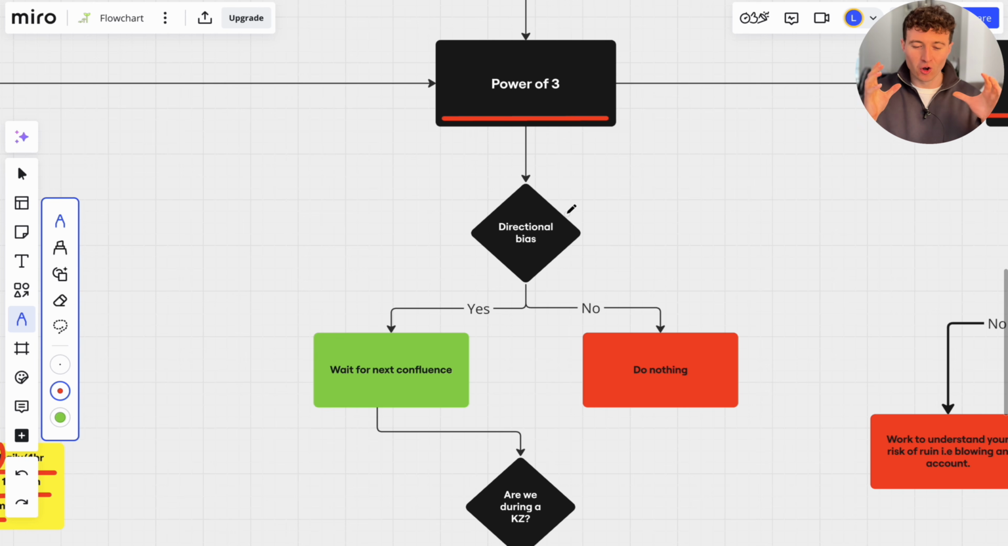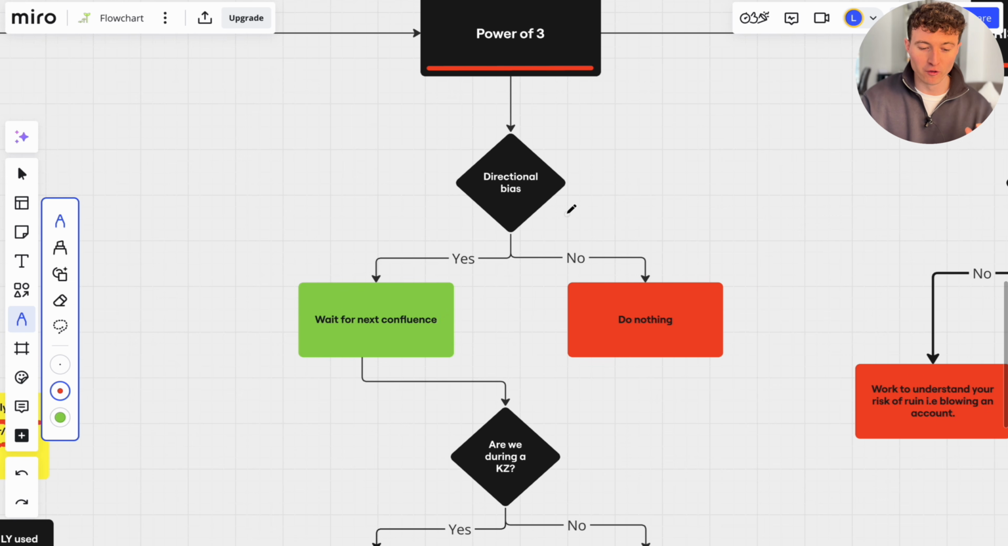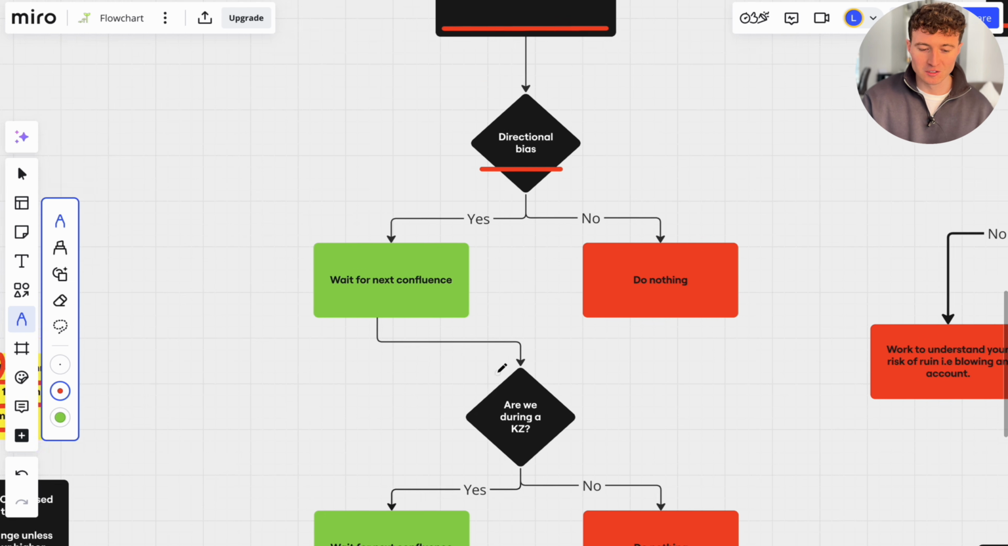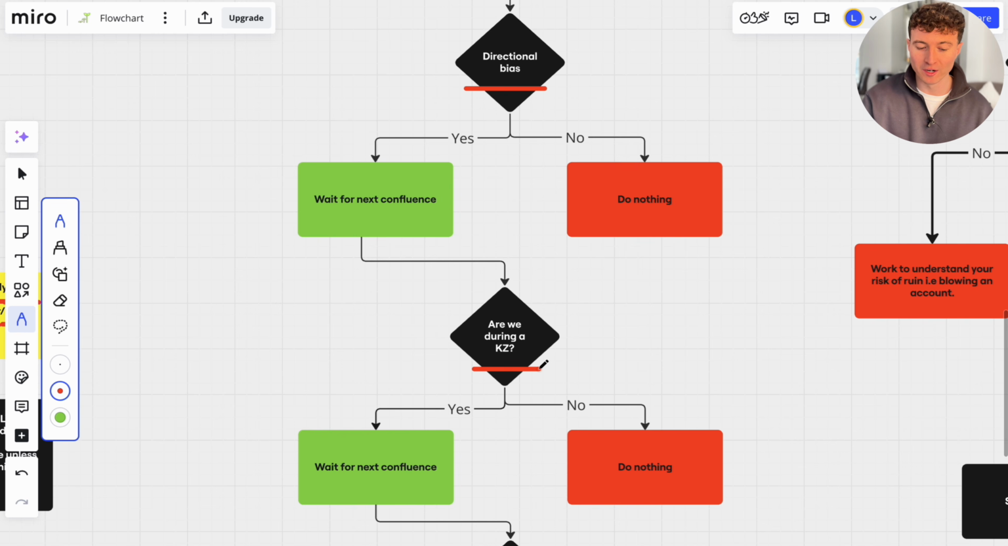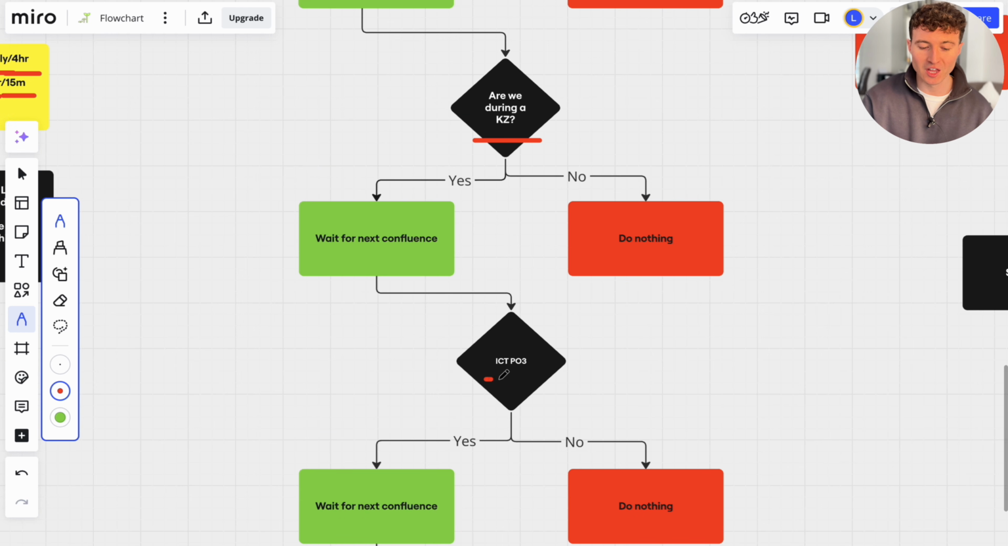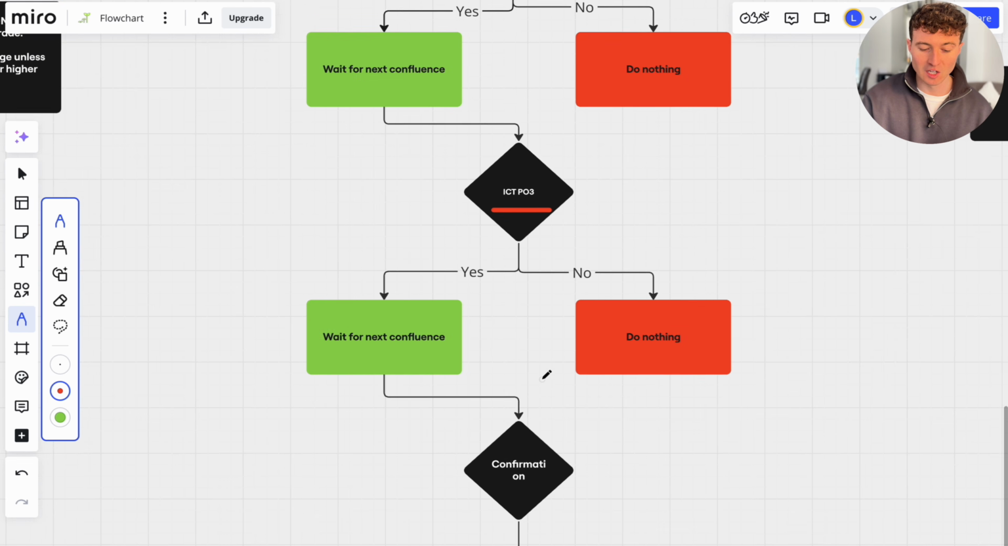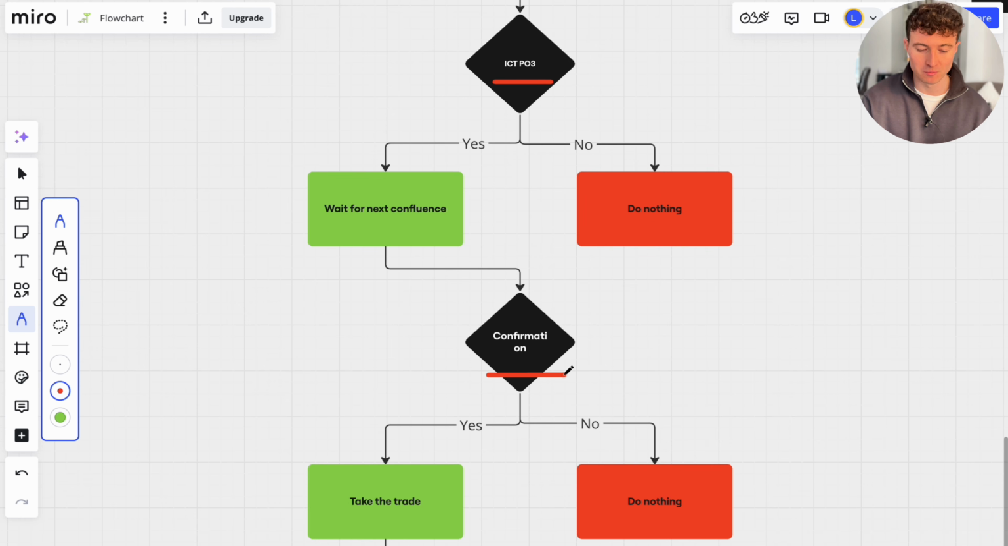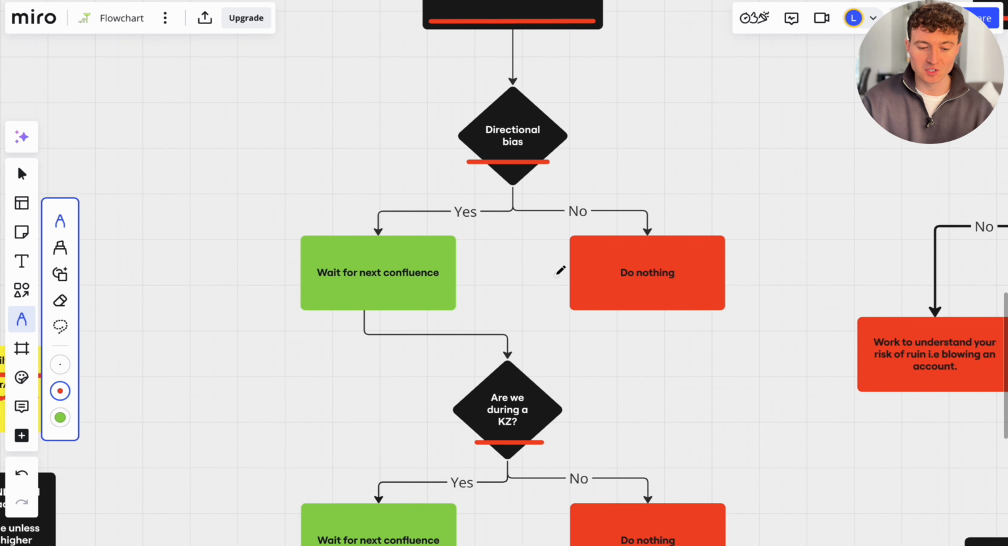And this is where we start delving deep into strategy. And what I've simply done is broken this down into a further 4-step process. Step number 1 is directional bias. Step number 2 is, are we during a kill zone? Step number 3 is the ICT power of 3. And step number 4 is our confirmation. So let's just break this all down step by step.